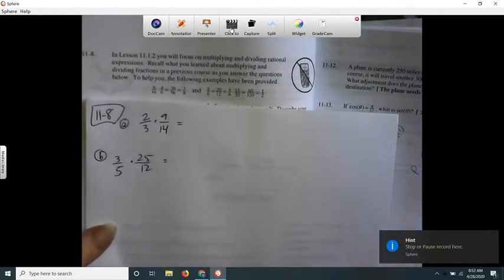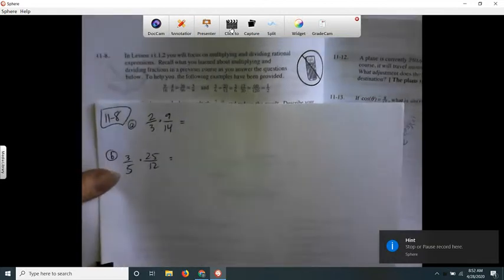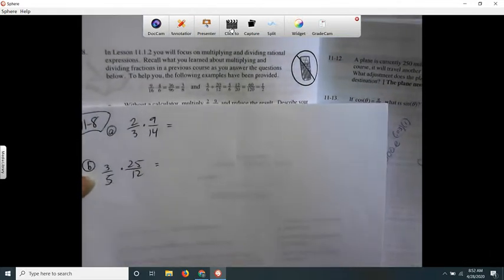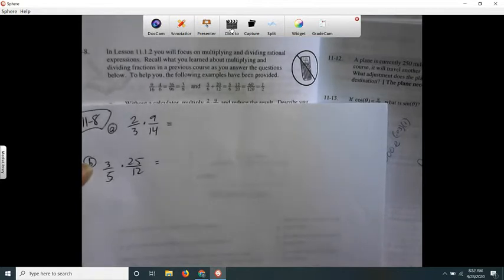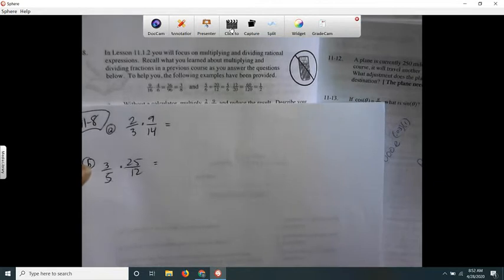Here's Integrated 3 problem 11-8. It says in lesson 11.1.2, you will focus on multiplying and dividing rational expressions. Recall what you learned about multiplying and dividing fractions in a previous course as you answer the questions below to help you. The following examples have been provided.